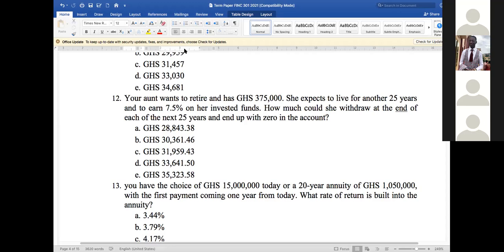Okay. How much could she withdraw at the end of each? So the end of each means that something is going to happen, is that not so? So the question tells us to find something. What? C. So you are finding C. You know PV, you know N, you know R, and you are asked to find C. Which formula are you going to go for? Present value, ordinary annuity, because it's at the end. Put the formula there, put the values in there, find C. You are done. So this one was calculator work. You just put the values in the calculator and give an answer. Please, are you okay? Okay.